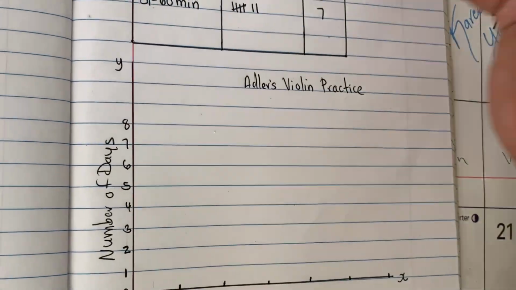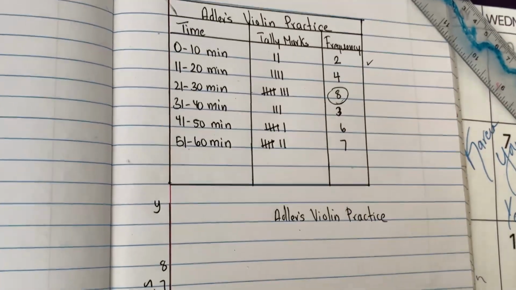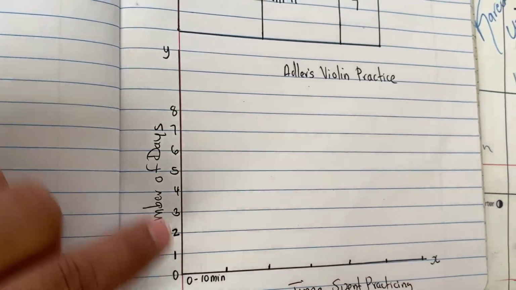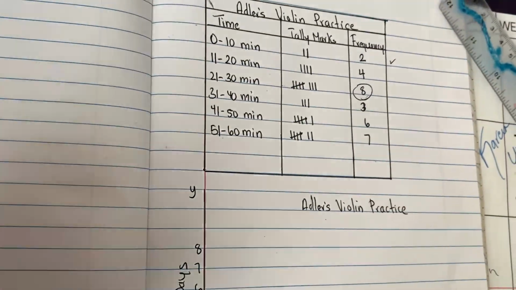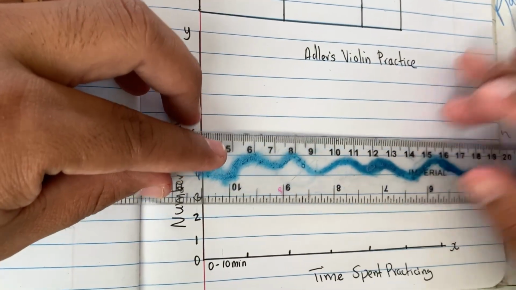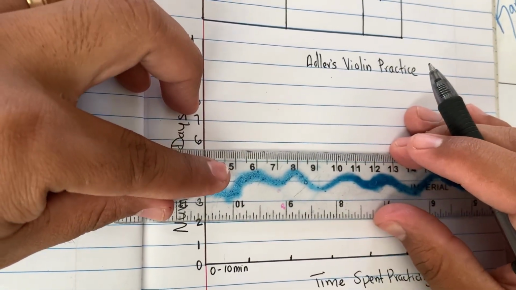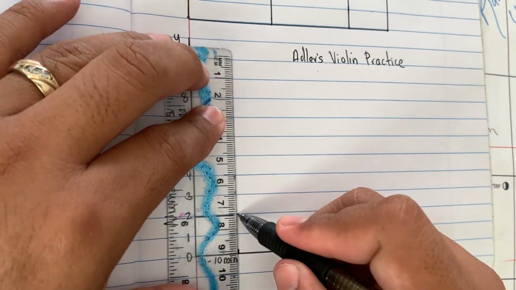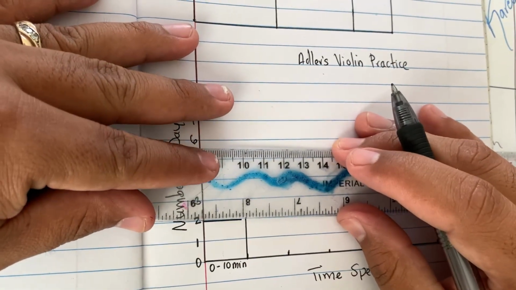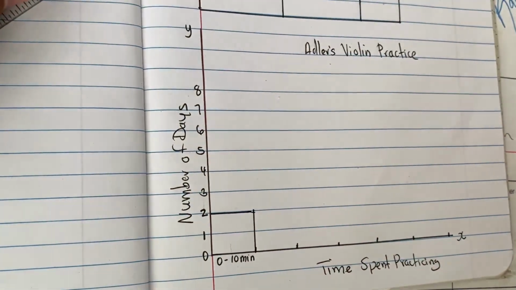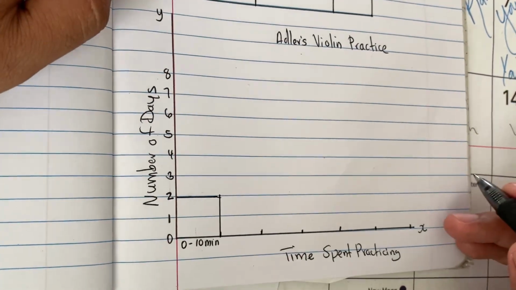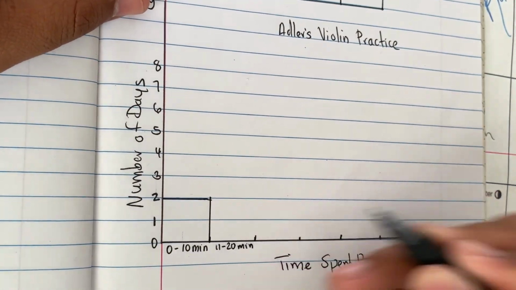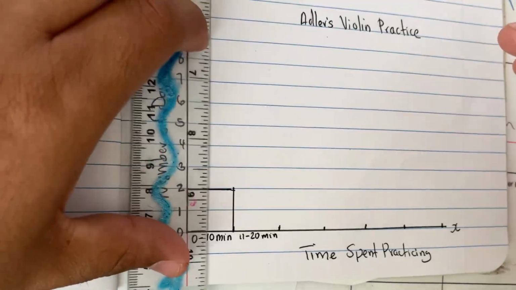I look at the first one. If you pay attention, the first one is 0 to 10 minutes, which has a frequency of 2. 2 days he practices 0 to 10. So I find my 2, and then I need to draw a line where it will meet with the first one over here. So let's see, there we go, 0 to 10. The other range is from 11 to 20 minutes, and that one becomes 4.